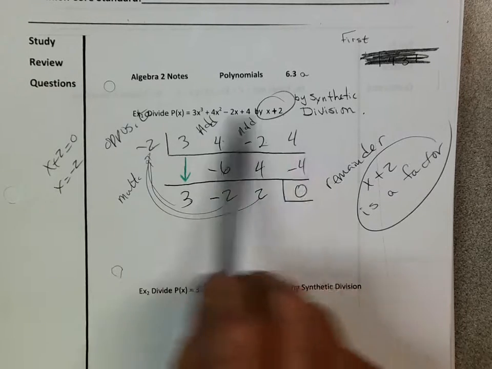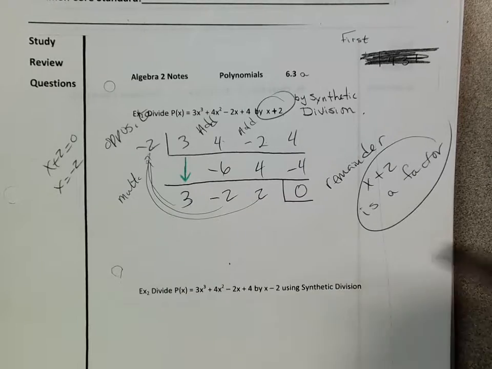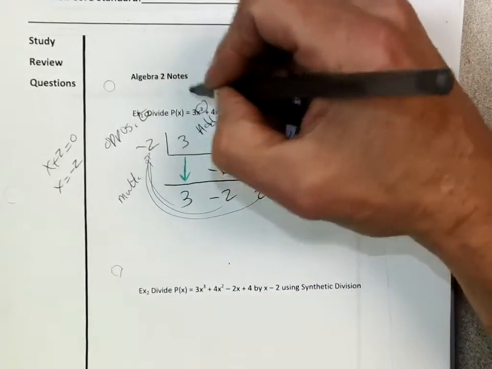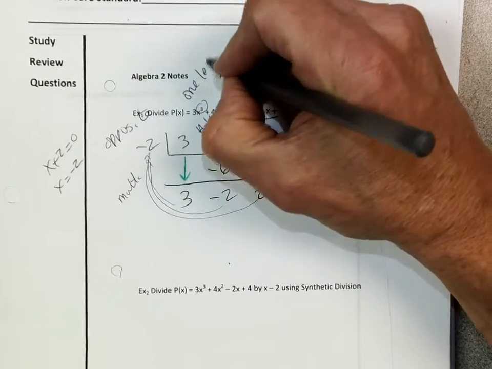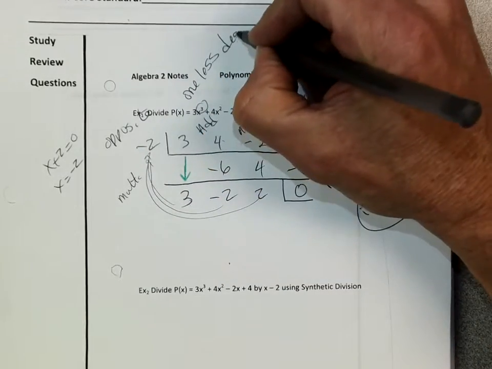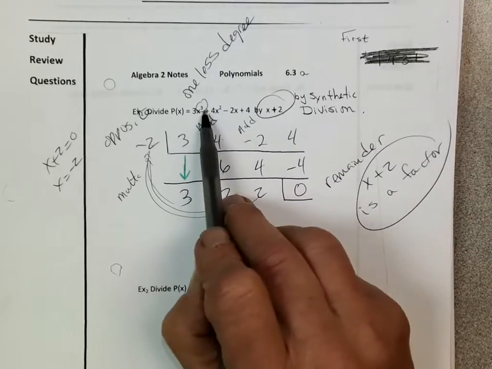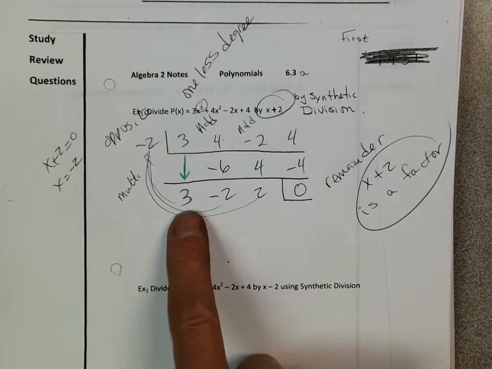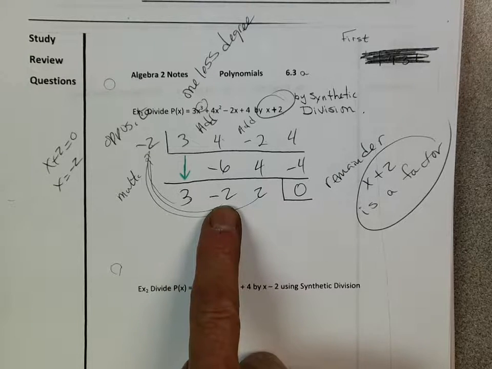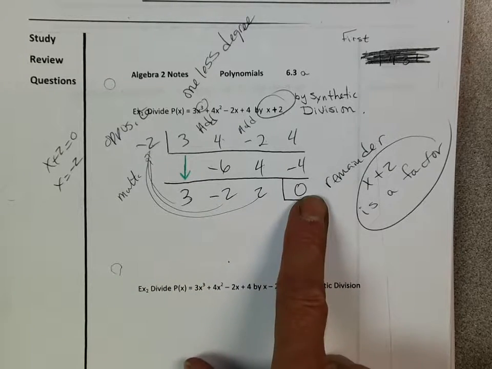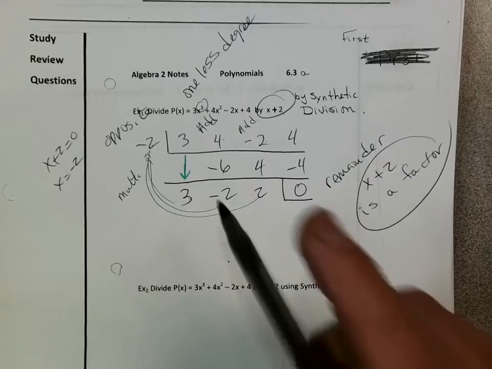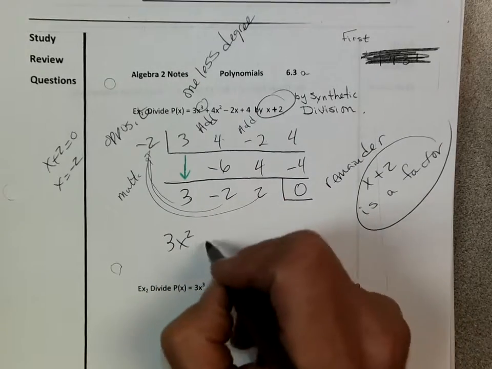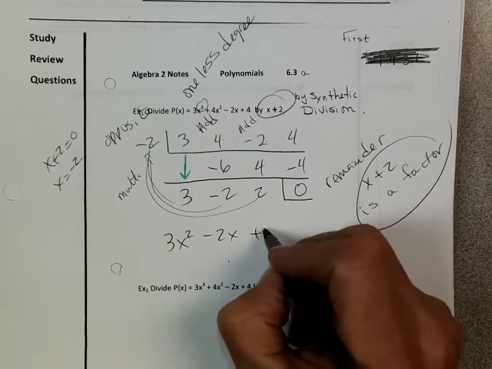Let's bring the x's back in. So when we write the x's, it's going to be 1 less power, so 1 less degree than the original. Okay, so the original was a cube, so my answer is going to be an x squared. It's going to be 3x squared minus 2x plus 2. That is the answer, and there's no remainder. 3x squared, because it's 1 less degree, minus 2x plus 2.